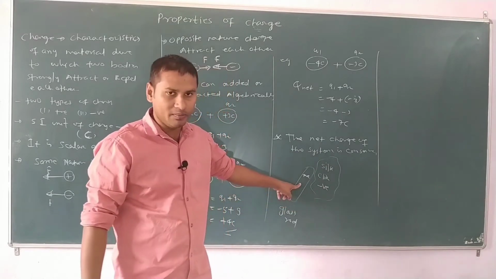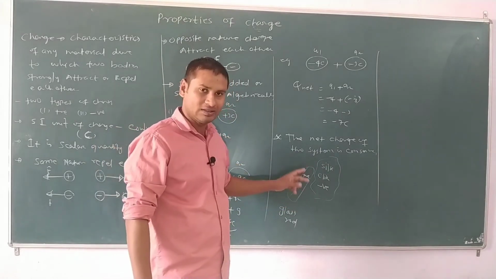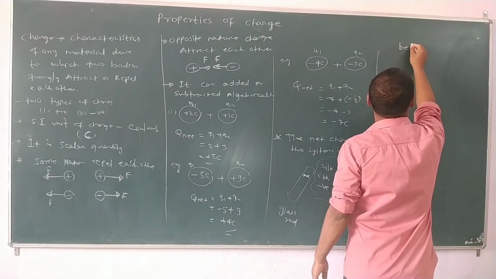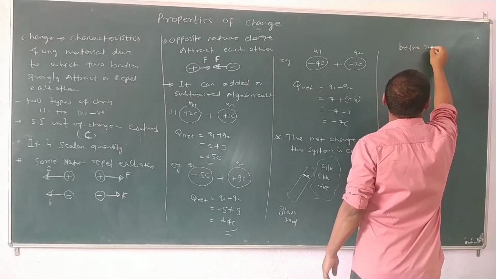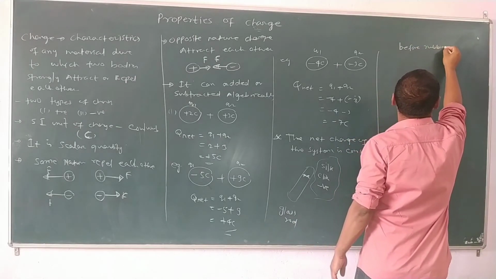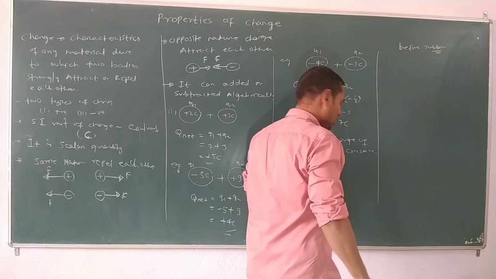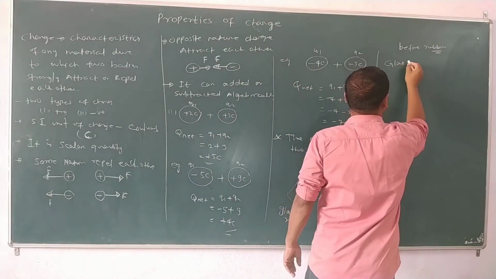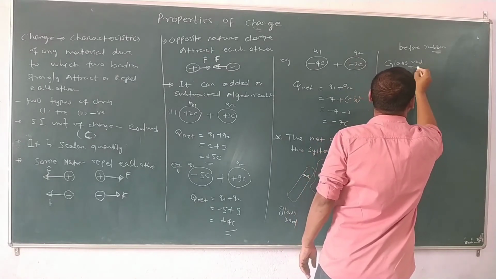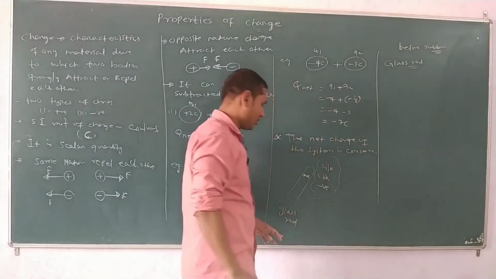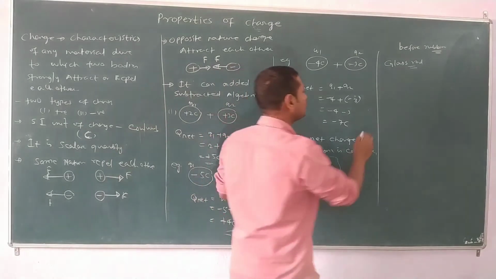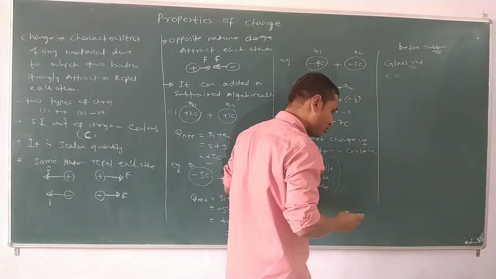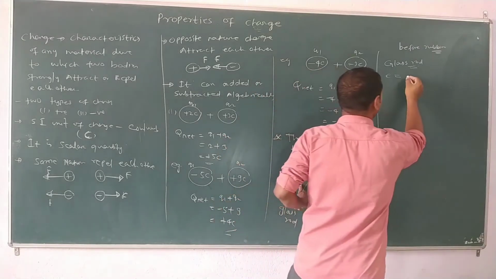Because it has a number of electrons and a number of protons in the same number. Suppose before rubbing, I am discussing here before rubbing. At the initial stage, before rubbing, for the glass rod, what happened with the glass rod? Suppose there is a number of electrons on the glass rod. Okay, I assume the number of electrons on the glass rod is 10.